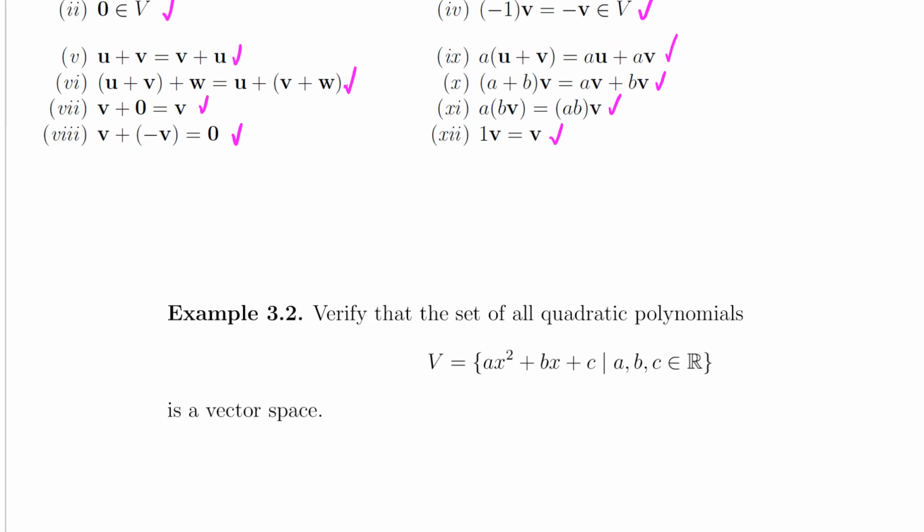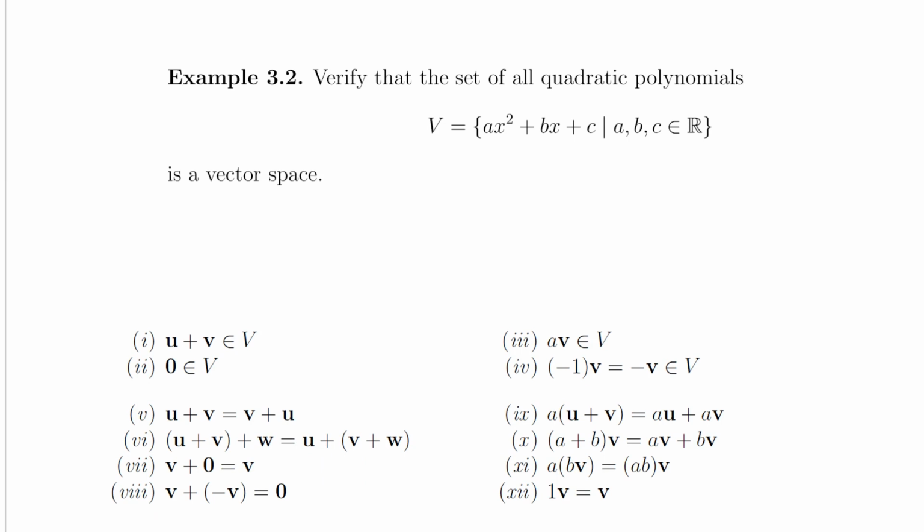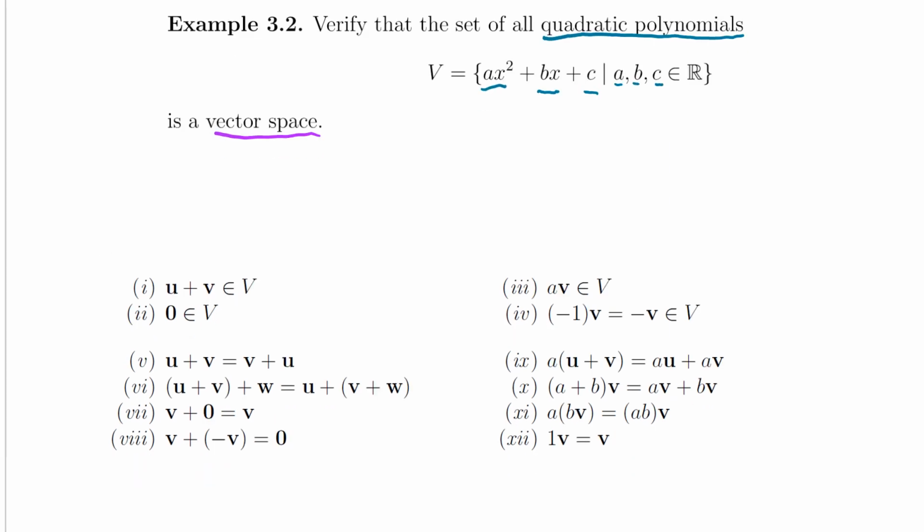Now let's look at the next example. I'd like to verify that the set of all quadratic polynomials, which are polynomials that have degree at most 2, is a vector space. So I'm going to have a times x squared plus b times x plus c, where a, b, and c are real numbers. I need to verify that this is also a vector space. So once again, as usual, I'm just going to check the 12 properties. As long as the set of all quadratic polynomials has these 12 properties, then I'm okay.